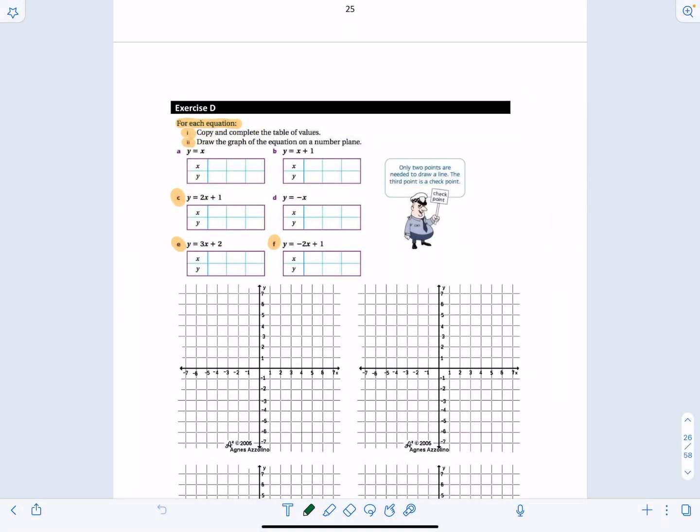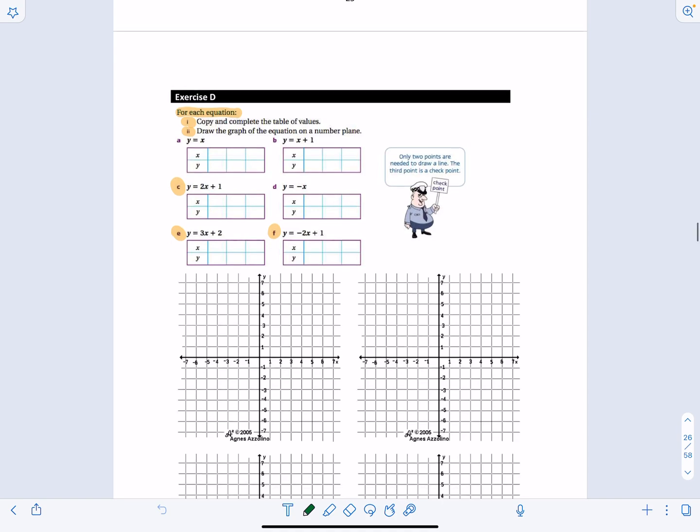Okay, Year 10. For today's lesson, we're going to continue with our linear relationships. A very easy lesson, which is why I decided to give you a recording, just to make sure everyone understood how to graph a straight line.